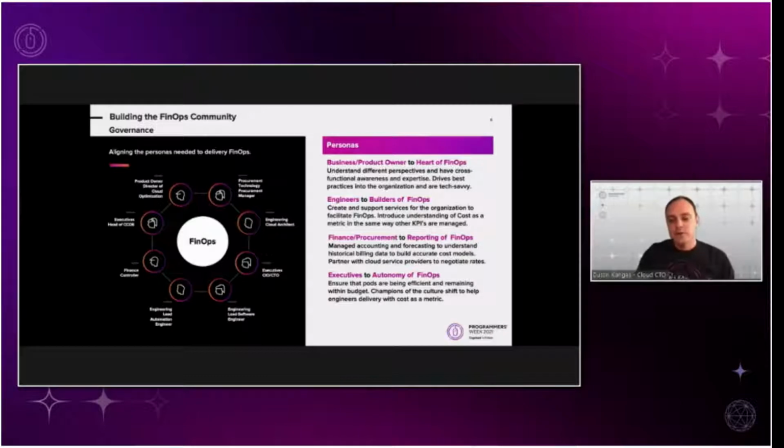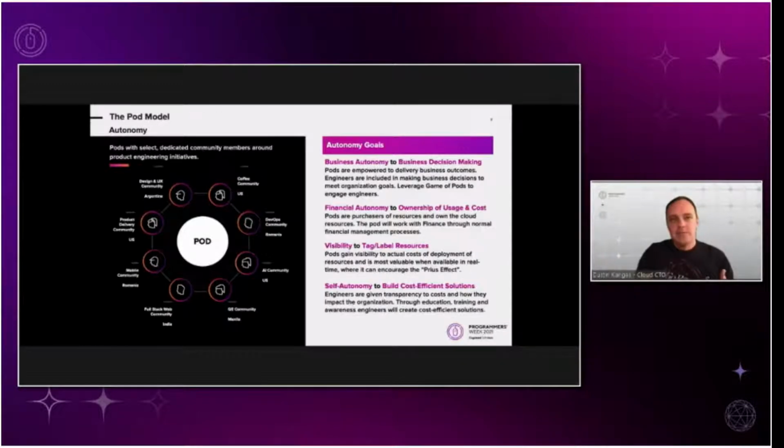So when we're talking about autonomy in that model, how do we enable our pods and our teams to be autonomous? And I think the first piece here in my first part of differentiating from traditional FinOps in the model is really the terms that we use.